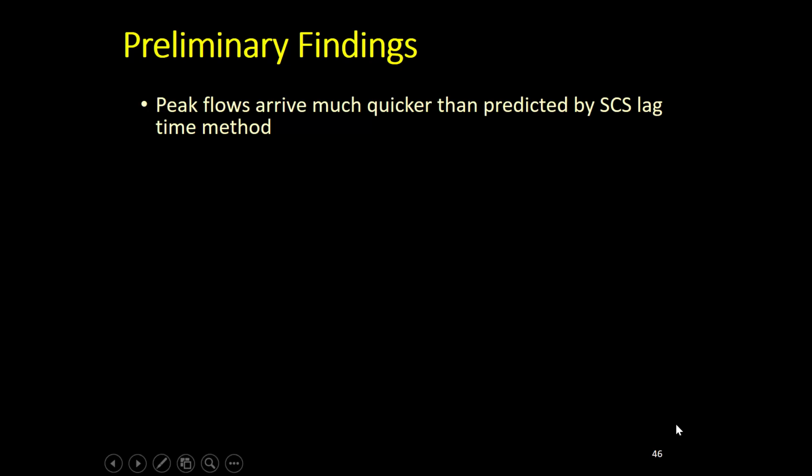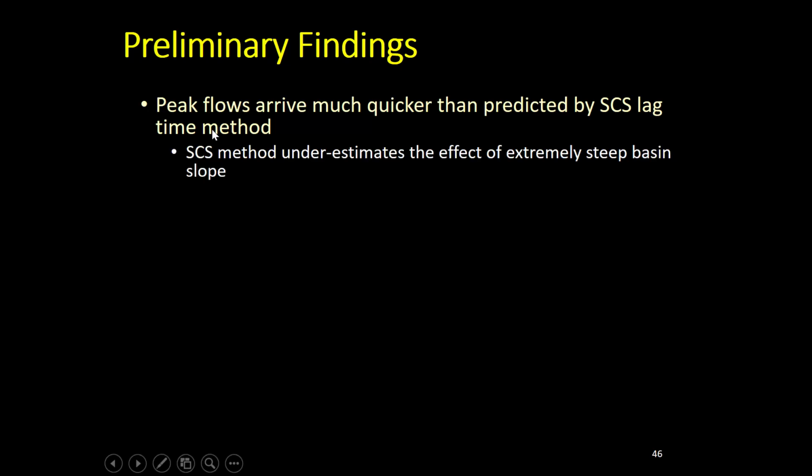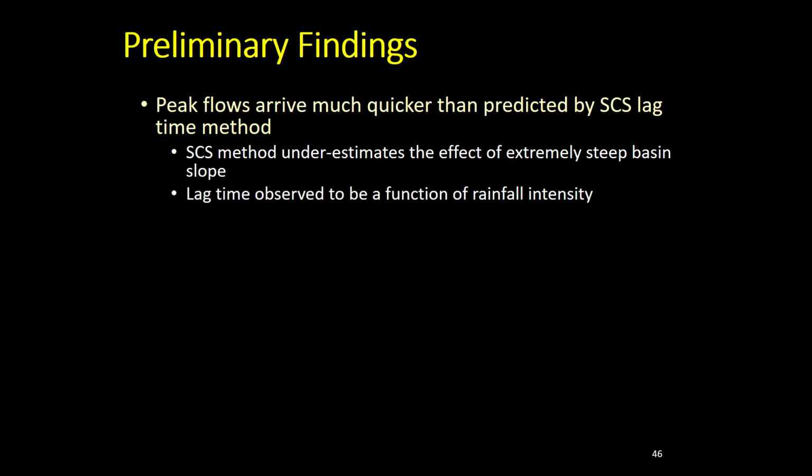So that was, I thought, a relevant finding, that the peak flows are arriving much more quickly than the SCS method would predict, and it's because the SCS method is underestimating the effect of how steep that slope is.